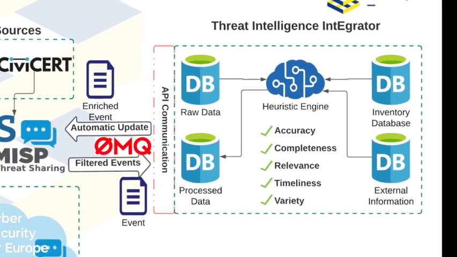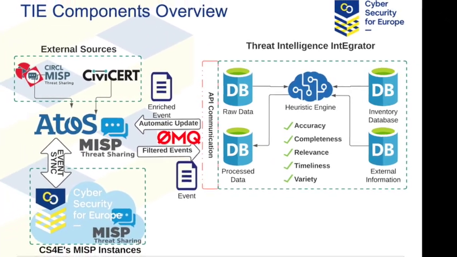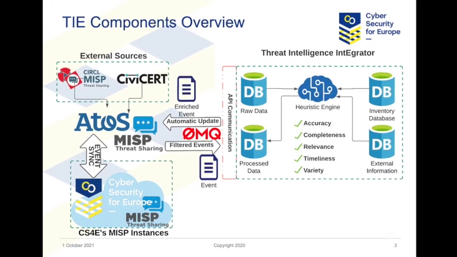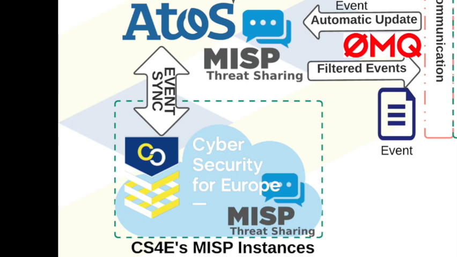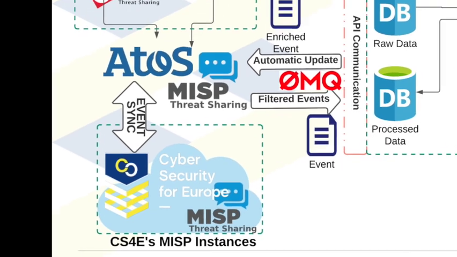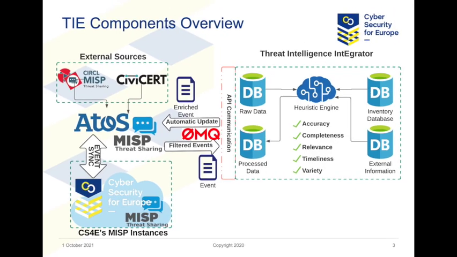The third component is the instances that consume the information generated by the TIE and stored in its MISP instance. The events processed and enriched by the TIE are updated within the MISP instance of the TIE, and through synchronization between MISP instances, the enriched events are consumed. Synchronization can be performed through various methods that MISP allows.